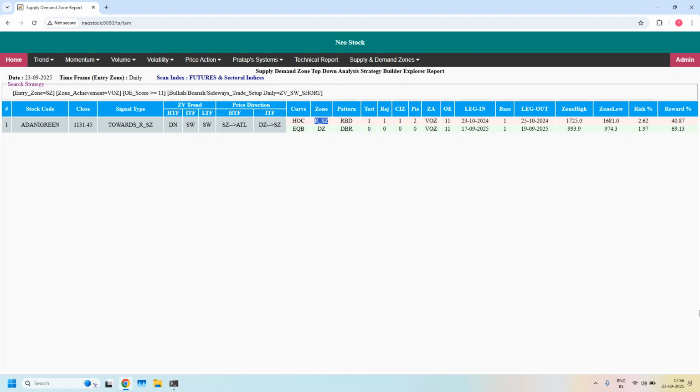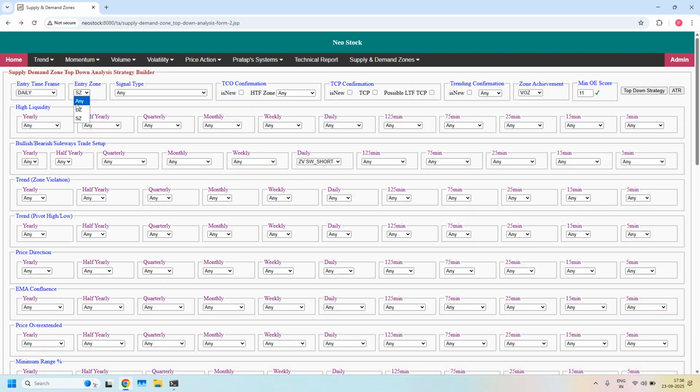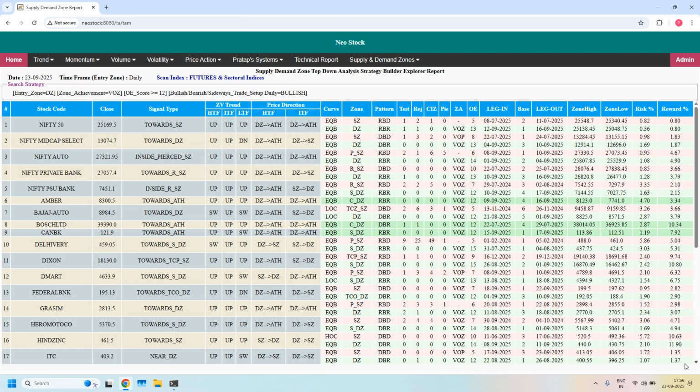Okay. Next, bullish trade setup for monthly income trade. Entry time frame is daily demand zone. Here bullish, and minimum odds enhancer score should be 12. We got a big list. The first 17 stocks supporting the bullish trade setup for monthly income trade are displayed here, and all the entry time frame zones are daily demand zones.